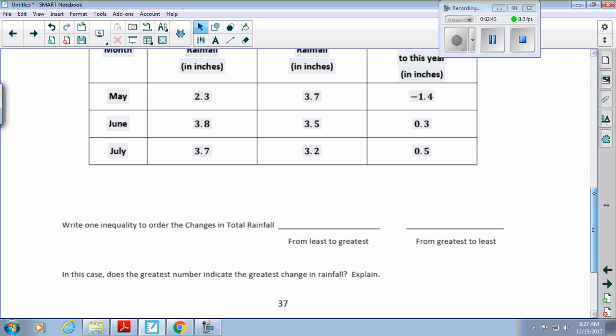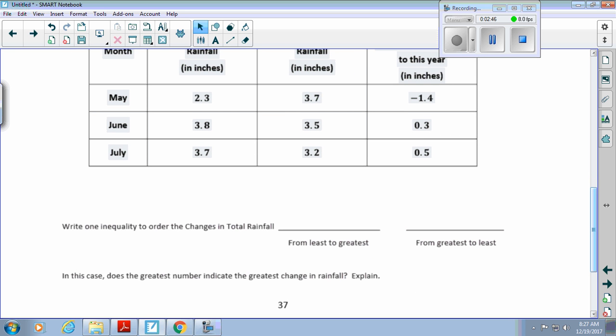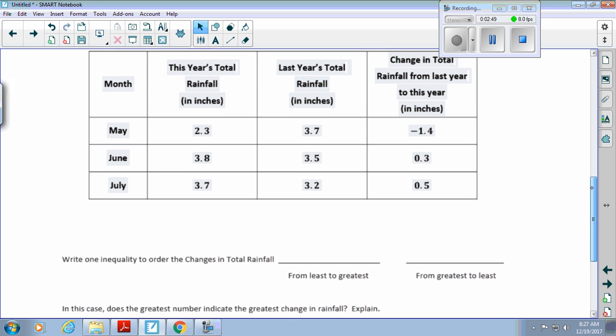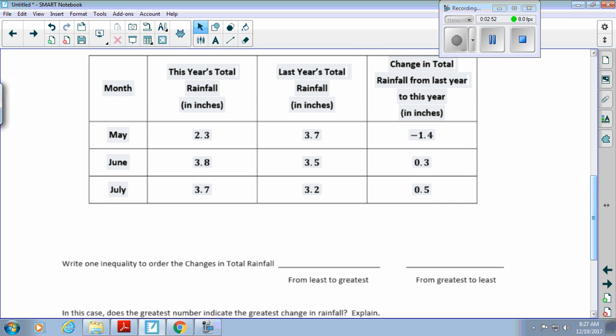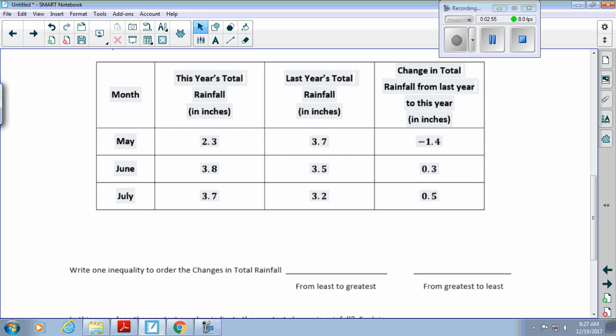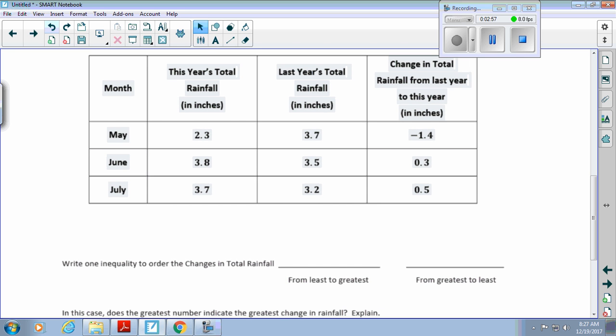All right, let's now write these as inequalities. It says write one inequality to order the changes in total rainfall. So what column are we looking at? Column 1, whoops, undo. I love the undo button. All right, so column 1, column 2, or column 3. What column are we looking at there? Kennedy? Column 3. Very good, yeah. So we want to order these from least to greatest. So what is our smallest number there? Smallest number. Josh? Negative 1.4. Very good. So negative 1.4.